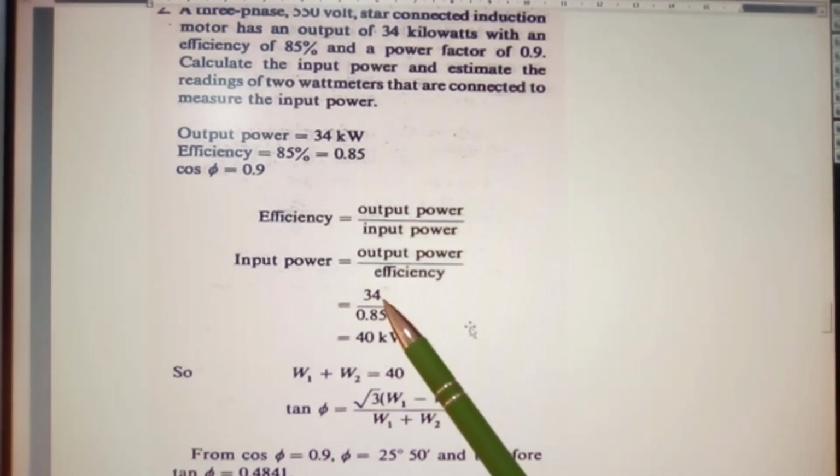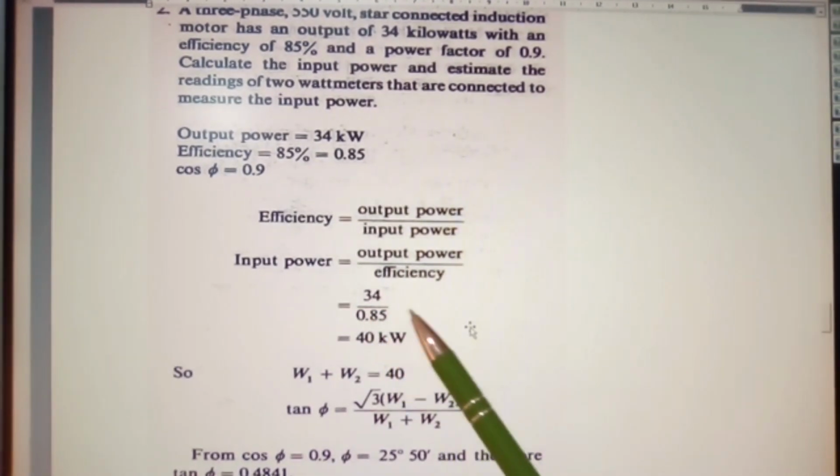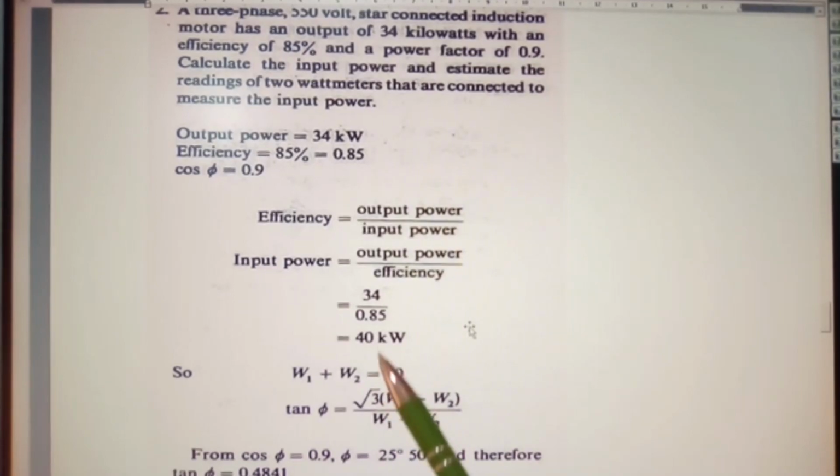Now normally I would write this as 34 times 10 to the 3 over 0.85, and you'll see that's 40 kilowatts.